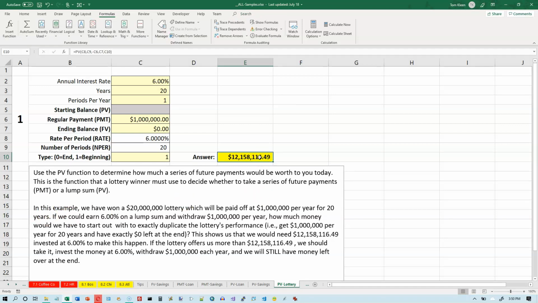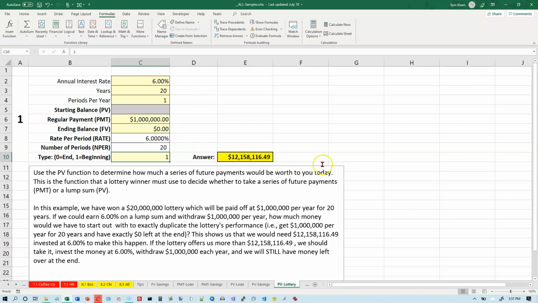So let's check this answer. How would you check the answer? Well, this is our present value right now. That's the amount of money that you have. And this is what your payment's going to be, $1 million. You're going to earn 6% on the money. You're going to have 20 years to pay it off, and you're going to make the payments at the beginning of the period. If you use all those numbers, then we know that our ending balance, our future value, should be 0.